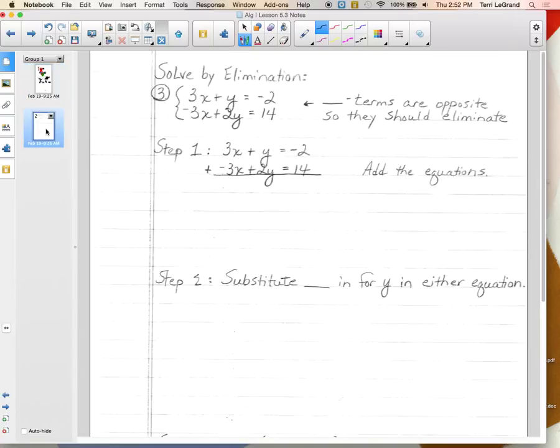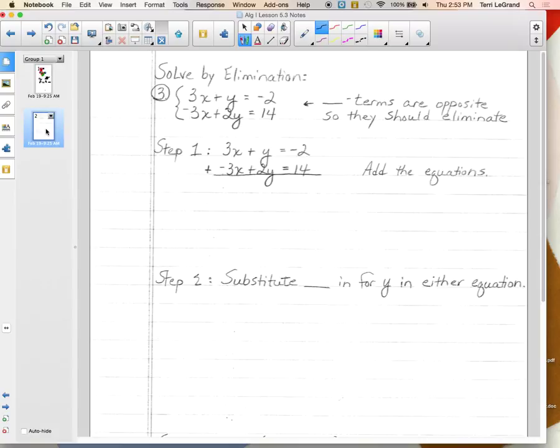Let's solve by elimination. 3x plus y equals negative 2. Negative 3x plus 2y equals 14. First answer this question for me. Now we know after today, we're going to know 3 ways to solve. Would graphing be a good choice to solve this system of equations? Do you want to work that hard? Because they're both in standard form. Is standard form a graphing friendly form? Not necessarily, no.